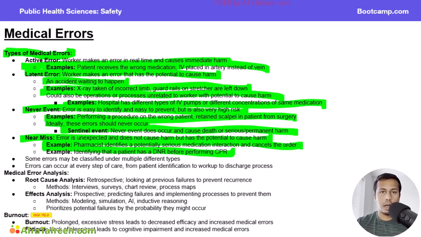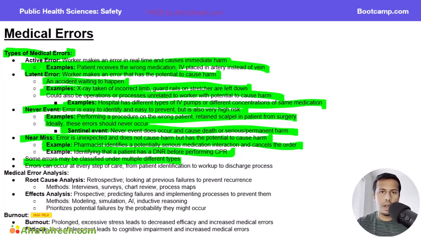A couple additional things that I want you to know about medical errors is that some of these errors can be classified under multiple types. So an example of this, when we were talking about a never event, so performing a procedure on the wrong patient, that is something that should never happen. But if it does happen, then it's also an active error, right? That is something that the worker did that was an error in real time that harmed the patient in real time. So just know that some of these examples can be classified under multiple different types.